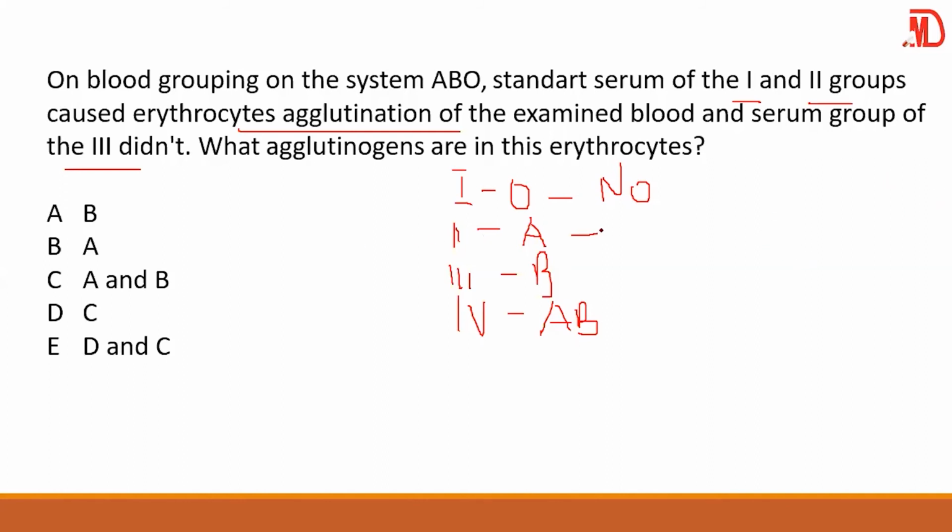What about blood group A? Blood group A has A antigen. Let's use small a to represent the antigen. Therefore, it will agglutinate with blood group B and blood group O.